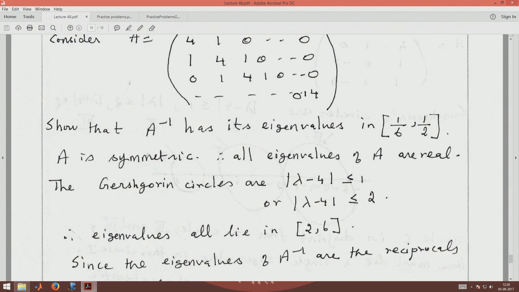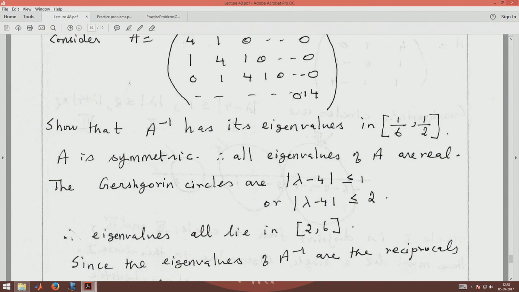So, every row has 4 along its diagonal, and therefore, the Gershgorin circles will be given by modulus of lambda minus 4 is less than or equal to the sum of the absolute values of the entries in that row, and we observe that the first row has an entry 1 to the right of 4. So, the first row will give us the Gershgorin circle to be mod lambda minus 4 less than or equal to 1. Similarly, the last row will give us mod lambda minus 4 is less than or equal to 1, because the rest of the entries are all zeros.